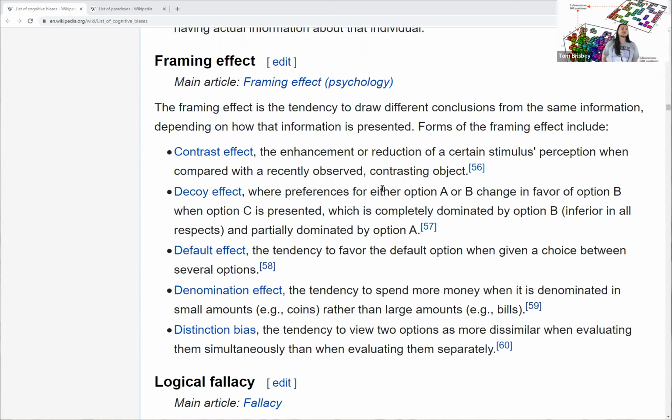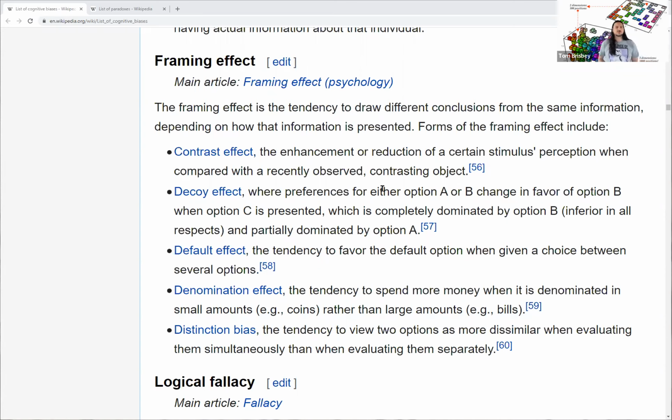Denomination effect, the tendency to spend more money when it is denominated in smaller amounts. Yeah, I don't break 100 because as soon as I do, it's gone. The distinction bias, the tendency to view two options as more dissimilar when evaluating them simultaneously than when evaluating them separately. Well, that's kind of what people do.